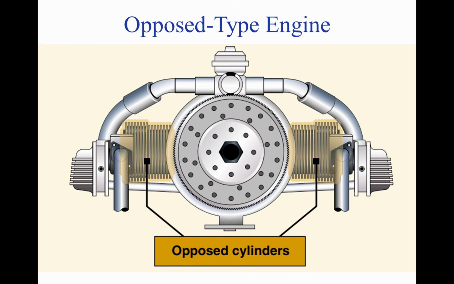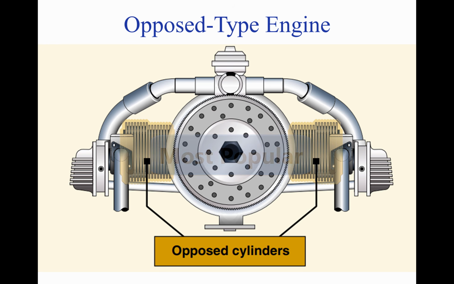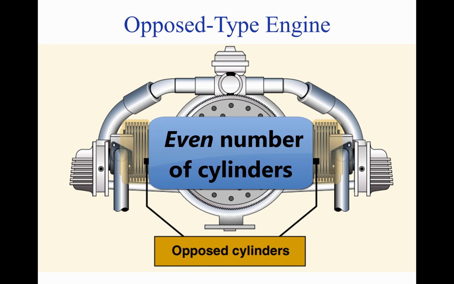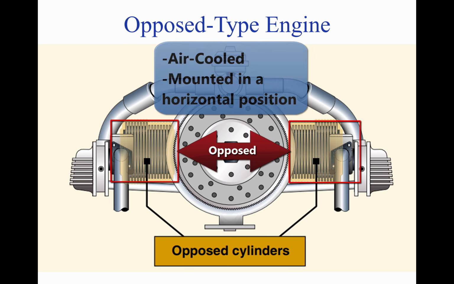Continued improvements in engine design led to the development of the horizontally opposed engine, which remains the most popular reciprocating engine used on smaller aircraft. These engines always have an even number of cylinders, since a cylinder on one side of the crankcase opposes a cylinder on the other side. The majority of these engines are air-cooled and usually are mounted in a horizontal position when installed on fixed-wing airplanes.